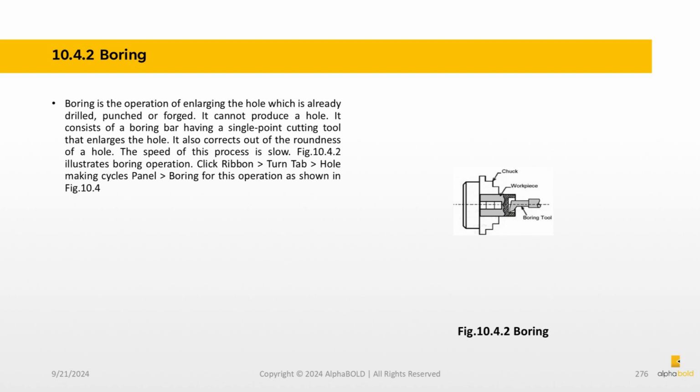It consists of a boring bar having a single-point cutting tool that enlarges the hole. It also corrects out of the roundness of a hole. The speed of this process is slow. The example illustrates boring operation. Click ribbon, turn tab, Hole Making Cycles panel, boring for this operation.